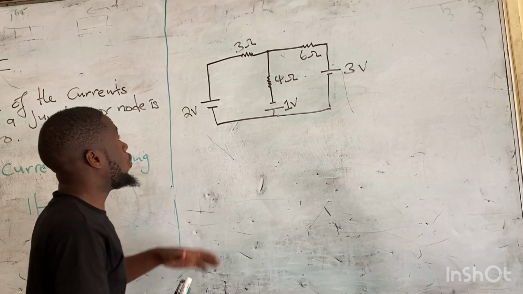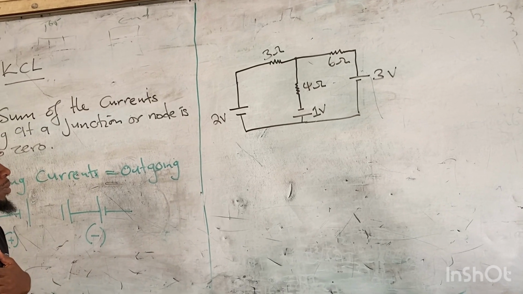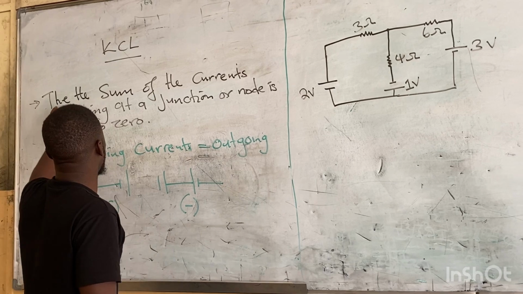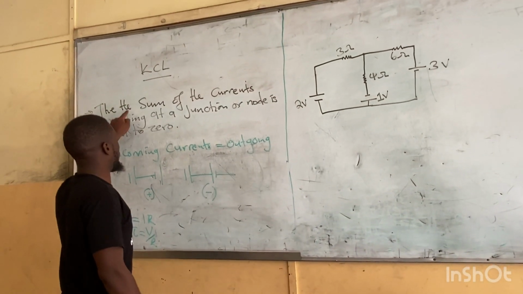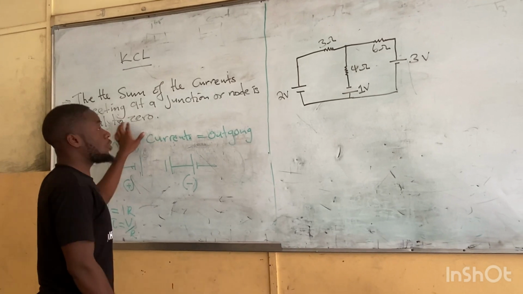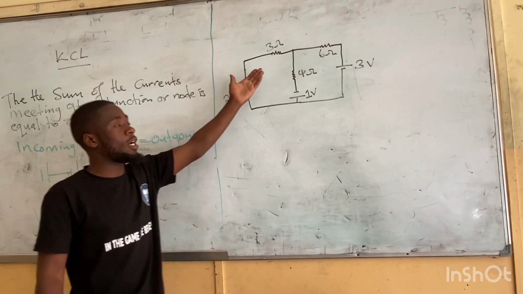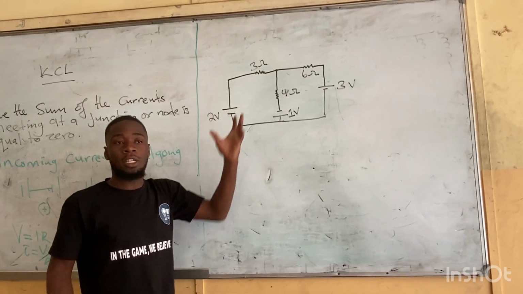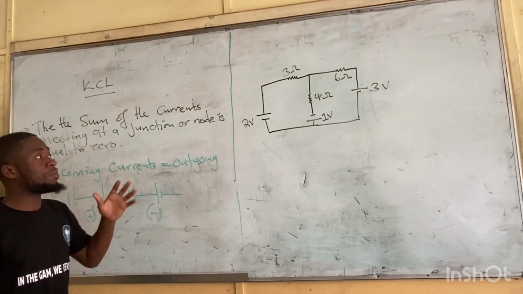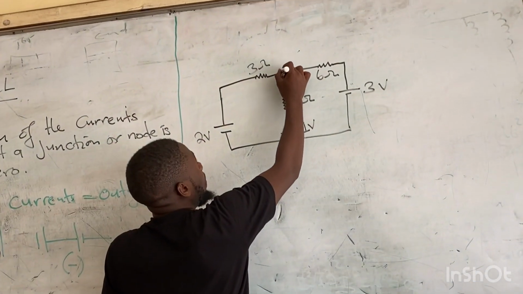Let's analyze this circuit here. According to Kirchhoff's current law, the sum of the currents meeting at a junction or node is equal to 0. When you're not given the directions of the currents, always assume that they are leaving the node. Let's say this is the node here.